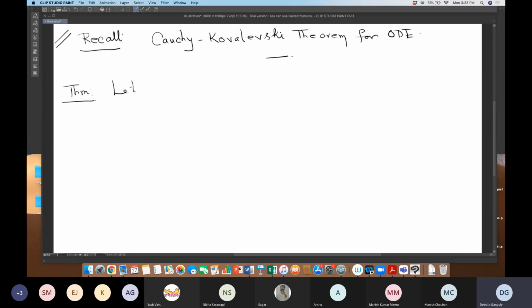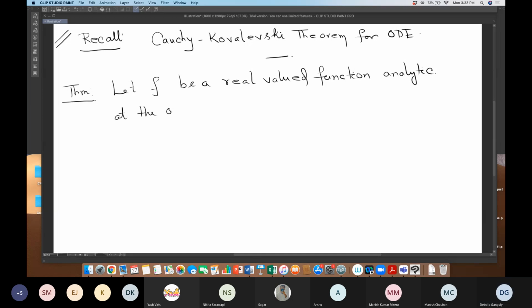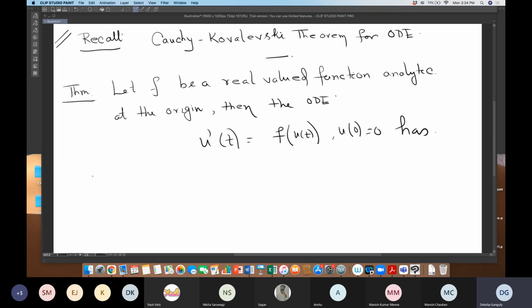Let f be a real valued function analytic at the origin. Then the ODE has a solution analytic in an open interval containing 0.